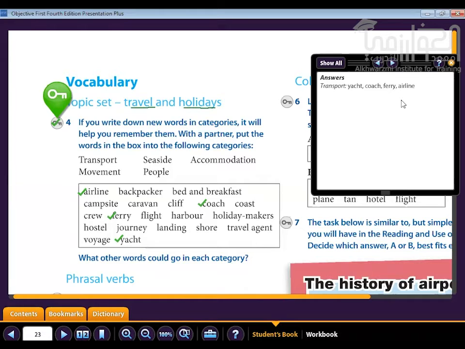Now pause the recording for some minutes while you complete the rest of the categories. Before you look at the answers, pause the recording and complete them. Now let's look at the answers. So for movement, we have journey, landing, flight, voyage. Then you can see the rest of the answers.